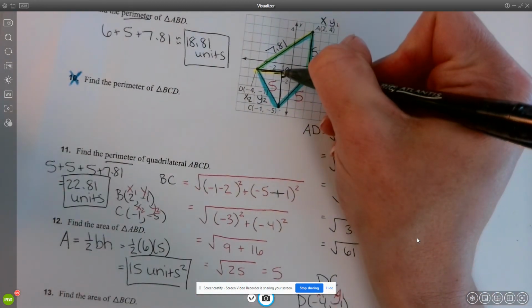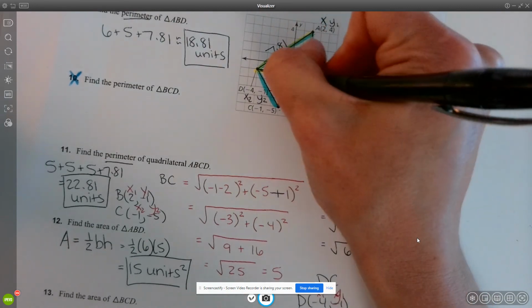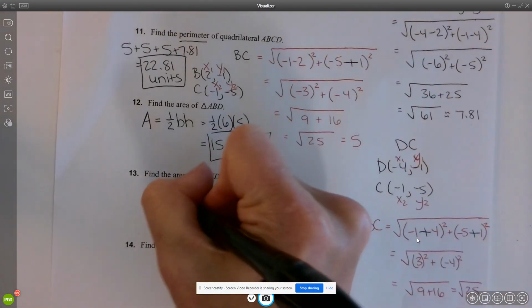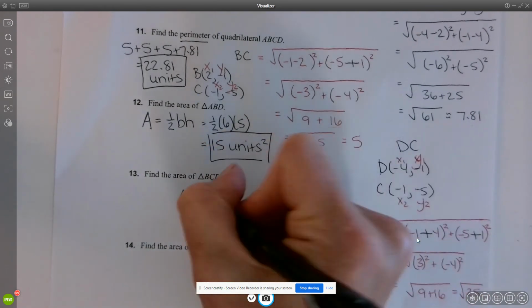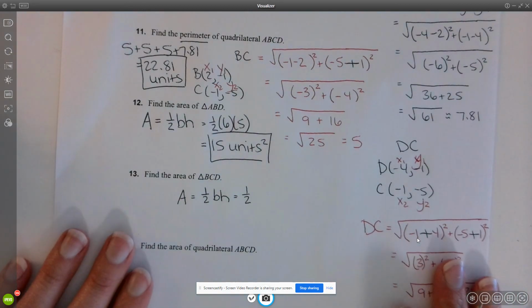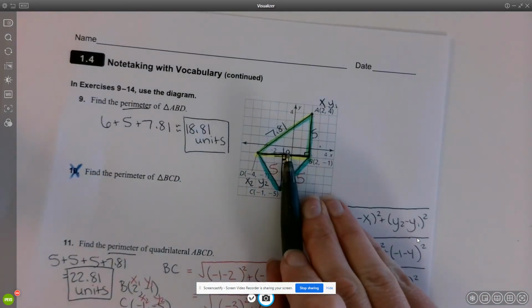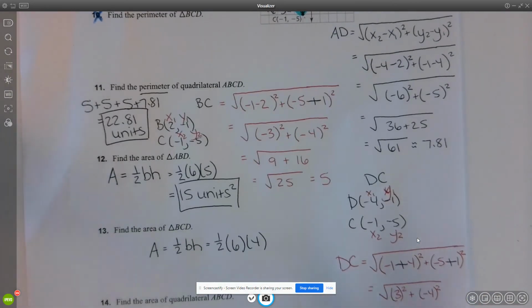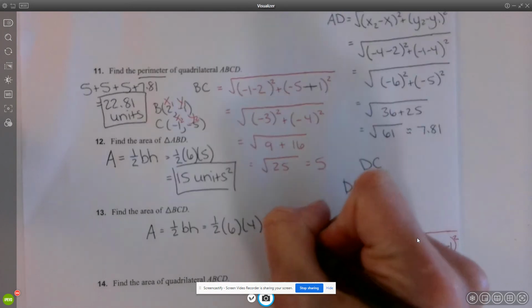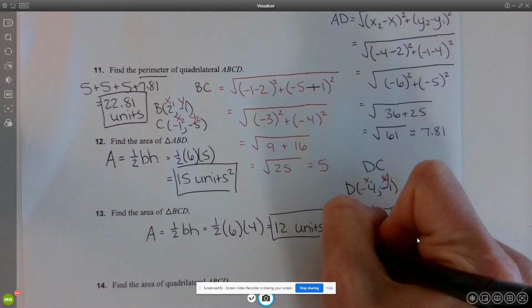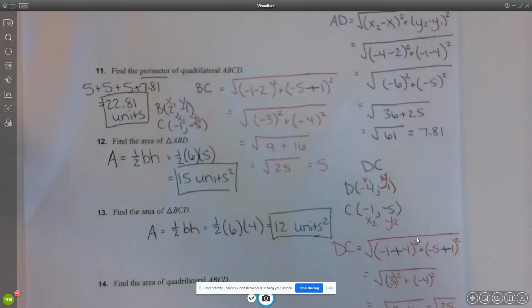But this length is 1, 2, 3, 4. So to find the area of triangle BCD, I'm going to take 1/2 times the base, which is 6, times the height, which is 4. 1/2 times 6 times 4 gets me 12. So the area is 12 square units.